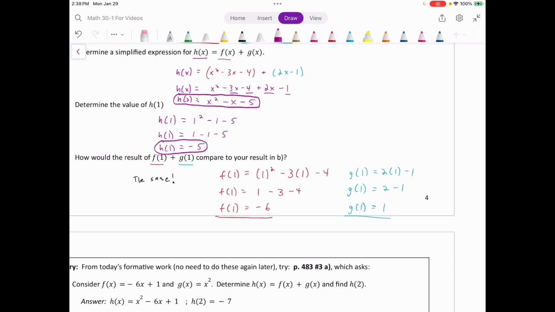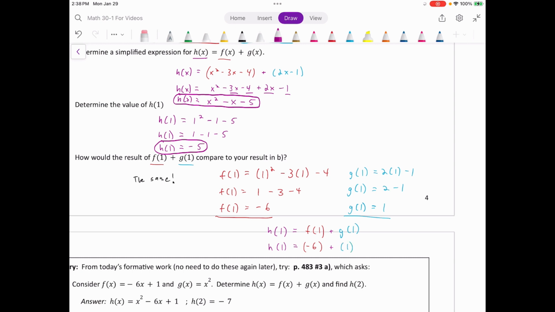So what is h of x? Or rather, sorry, what is h of 1? Well, they've defined h as f of x plus g of x. So h of 1 is just going to be f of 1 plus g of 1. And now we've figured out that f of 1 is negative 6 and g of 1 is positive 1.